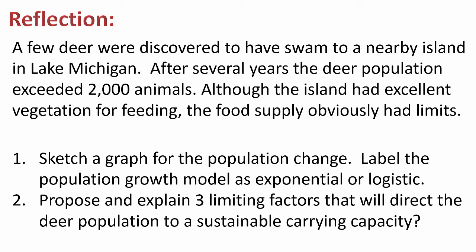So based on that prompt, consider, is this population experiencing an exponential or logistic growth model? So label it and then give a quick sketch of what that population change would look like. And then, of course, number 2, I want you to propose and then explain your proposed 3 limiting factors that would redirect the deer population to a more sustainable carrying capacity. Be thoughtful about this. So read the prompt again and respond to that in your notebooks.